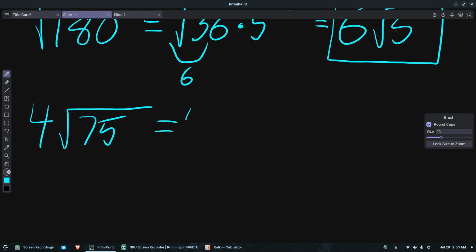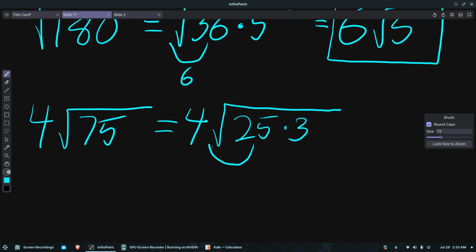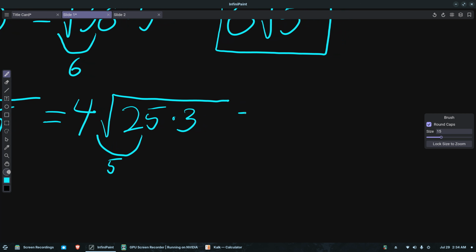So we'll just write 4. We're not going to touch that just yet. And we'll expand the radical a bit. We'll do 25 times 3, because 25 times 3 equals 75. Then we'll move this out, right? When we move it out, it becomes 5. But there's a 4 here already, so what do we do? Well, what we would do is take that 5 and multiply it by the 4. So now our expression becomes 4 times 5, root 3.